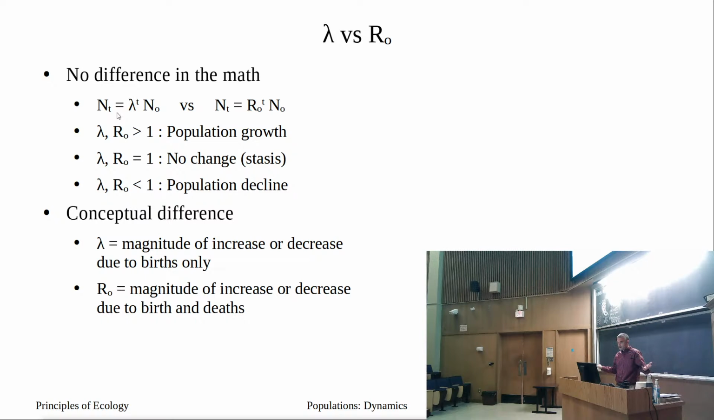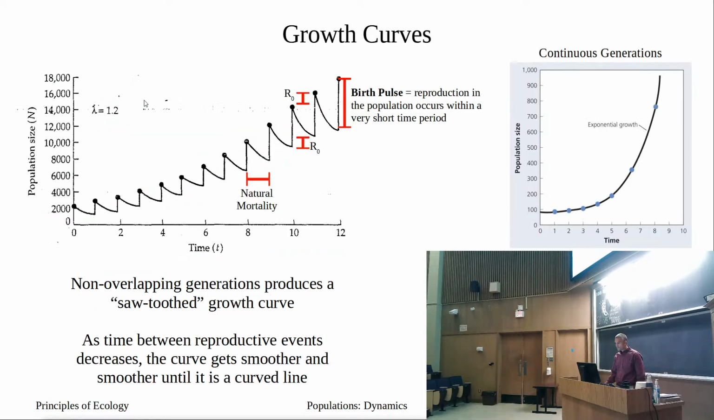All right, and the difference between them is basically conceptual. Same patterns, right? Both of them are around 1. So if they're equal to 1, we have stasis and no growth. If we're greater than 1, we have growth. If we have less than 1, we have decline. All right? We use them in basically the same way.